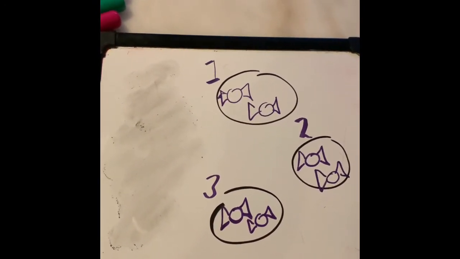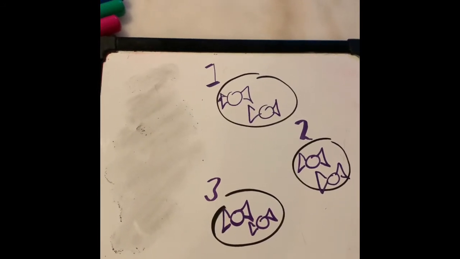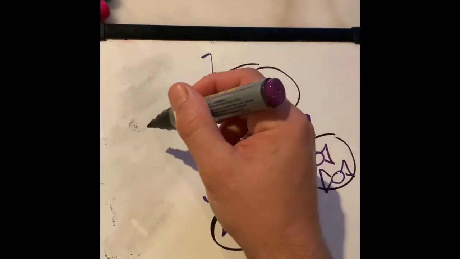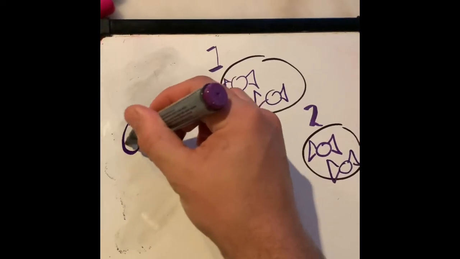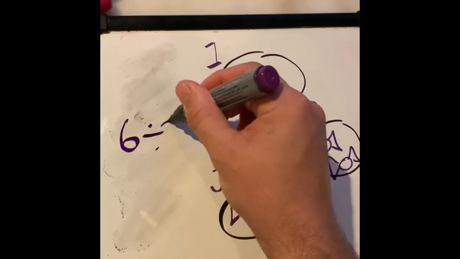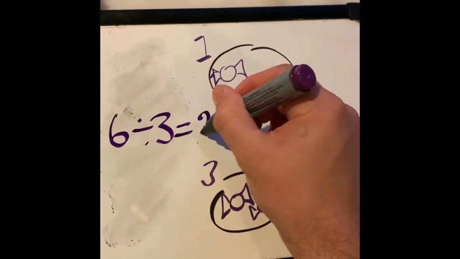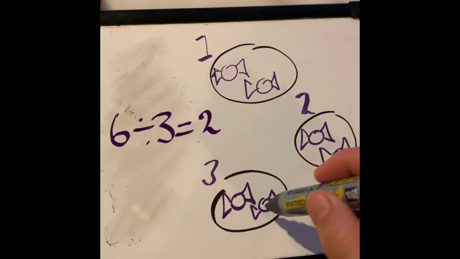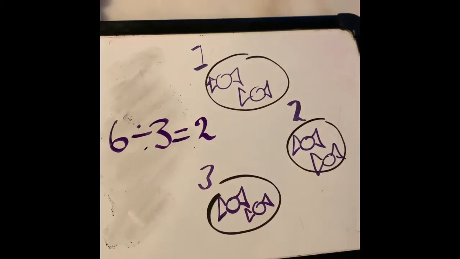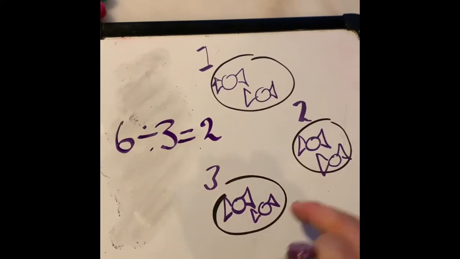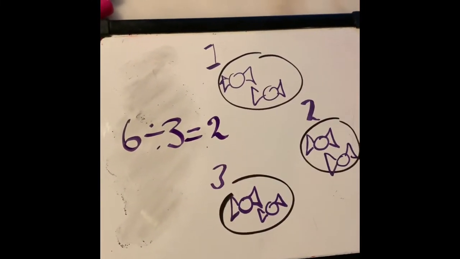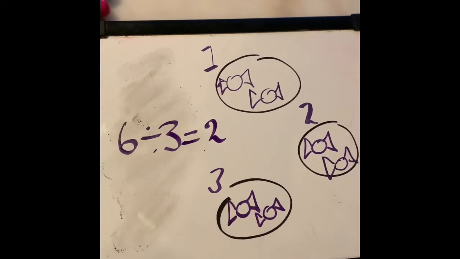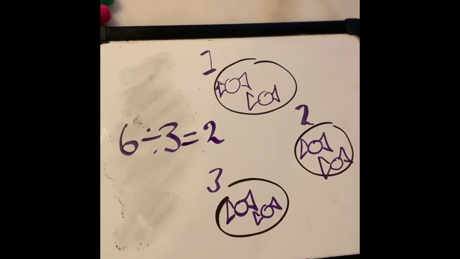If I had to write it as an equation, it could look like 6 divided by 3 equals 2. Because overall there's 6 lollies, 1, 2, 3, 4, 5, 6. Divided into 1, 2, 3 different groups, and each group has 2 in it. That's what's important to remember.